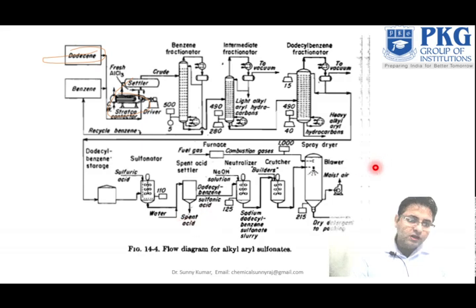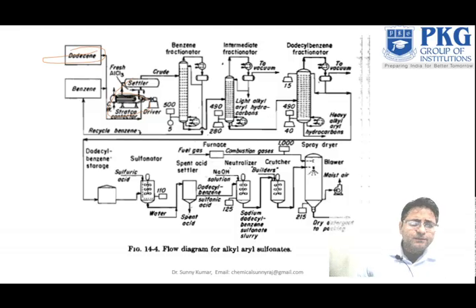treat it with sulfuric acid and the neutralizer, where with this acidic nature we will change to the normal pH. So NaOH treatment is required. Then we will send it to the spray dryer, and we dry our sodium dodecyl benzene sulfonate slurry, and then we will get the dry detergent.